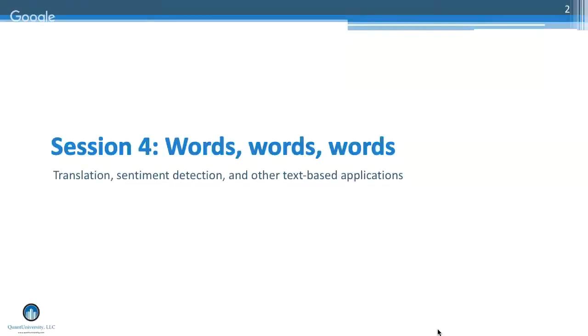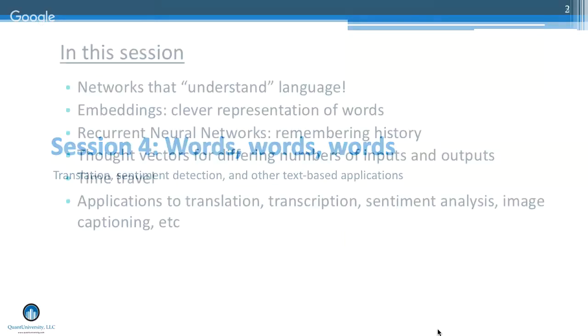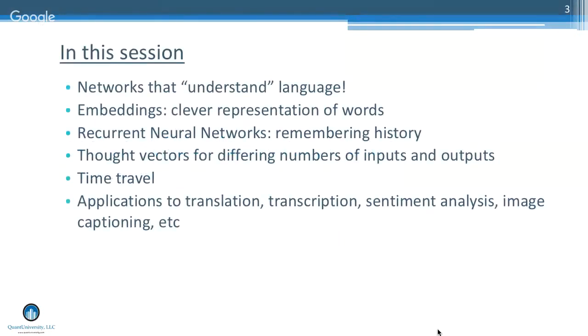So words. We'll talk about translation, sentiment detection, other things you can do with text, though not all of them. How do we actually make networks that more or less understand language in some way? One of the challenges is the fact that there are so many words in language, so it's important to represent them in some reasonable way. We'll talk about how to do that. And then we'll talk about recurrent networks, which help the network remember what it's seen before as it's processing later data in some sequence.